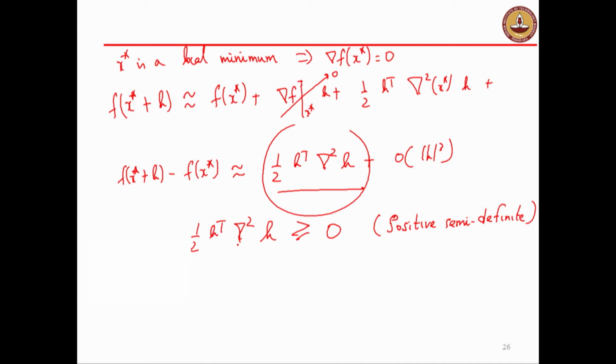I also mentioned being able to write things in terms of eigenvalues and eigenvectors, so we will see what this means in terms of eigenvalues. Let us take a two-dimensional example, that is h is in R2. Now this is a symmetric matrix. What do we know about a symmetric matrix? The eigenvalues are real, and you can find perpendicular eigenvectors. So let V1 and V2 be eigenvectors, and lambda 1, lambda 2 be eigenvalues.